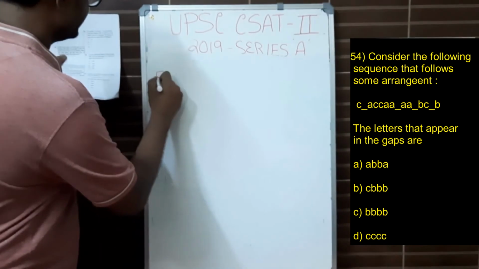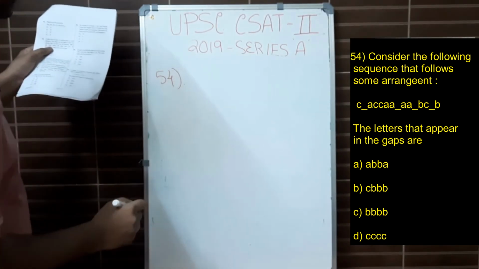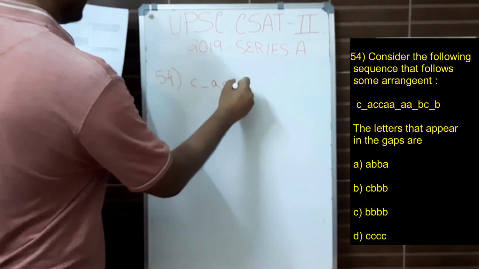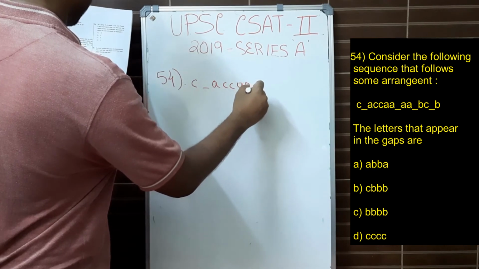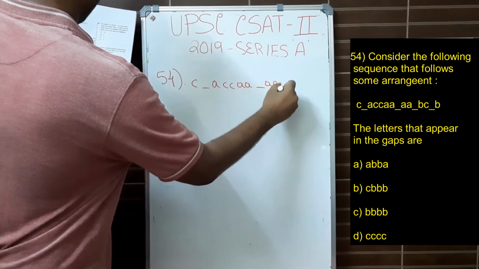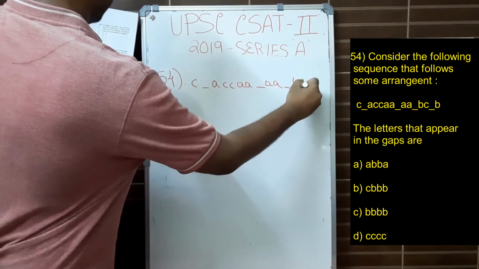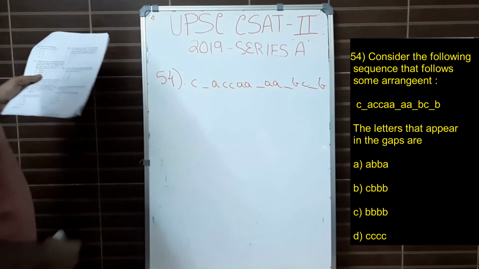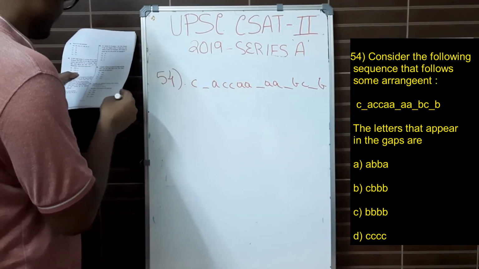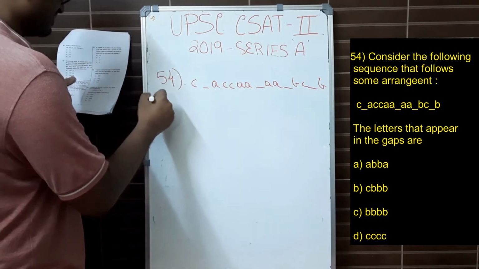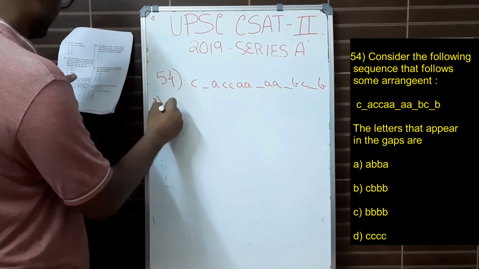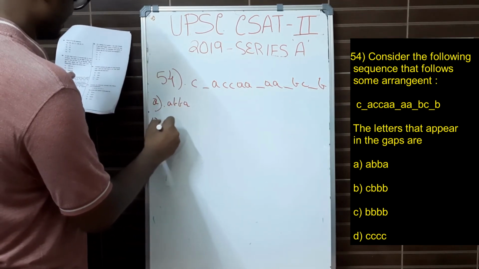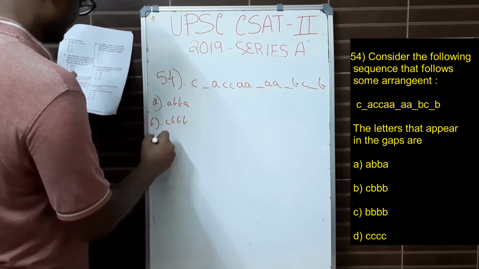In the 54th question, we are looking at the series C underscore A, C C A underscore A underscore B, C underscore B. Actually, there is no way you can determine what would be the answer, because you have to see some pattern, but visually on a first note it becomes very tough to know that. So let's try to fill in all the options. That is the only way I think we can do this.